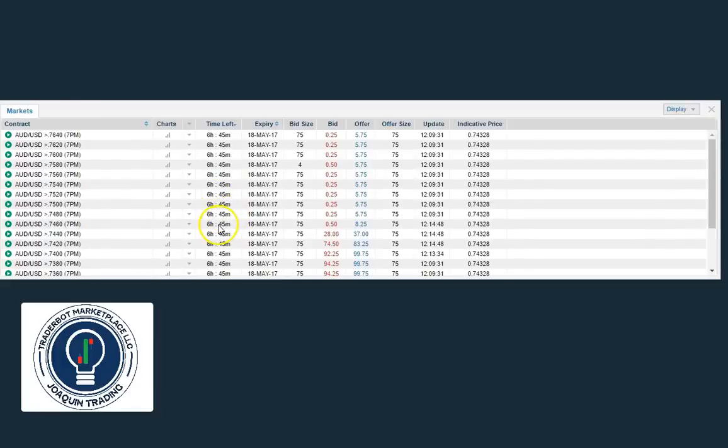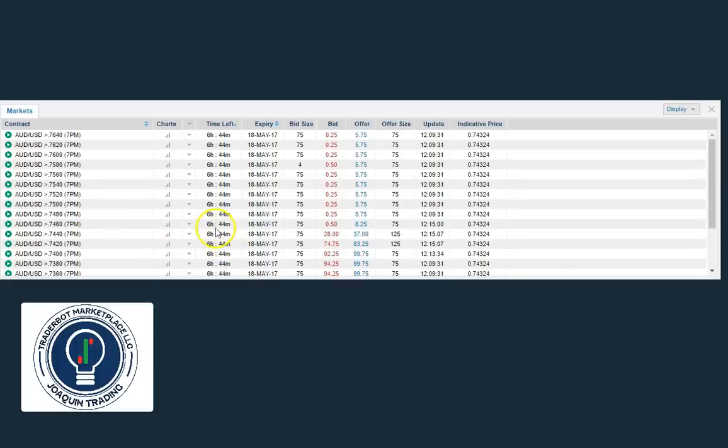Let's look farther out. Let's look for 6 hours out. Price is at 74.32. If I want to buy at 74.60, it's going to cost about $8.25. Still under the $10. Okay, going to cost $8.25, under the $10.